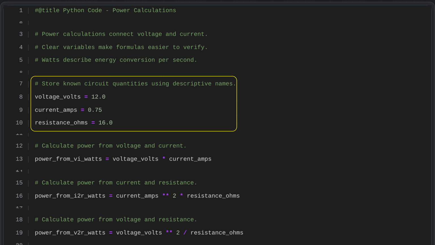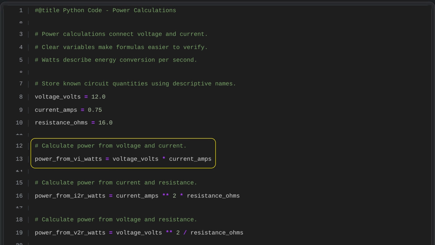The circuit is defined using three known values: a voltage of 12 volts, a current of 0.75 amps, and a resistance of 16 ohms. These describe the electrical potential, charge flow, and opposition to current, and they provide the basis for calculating the circuit's power and energy.